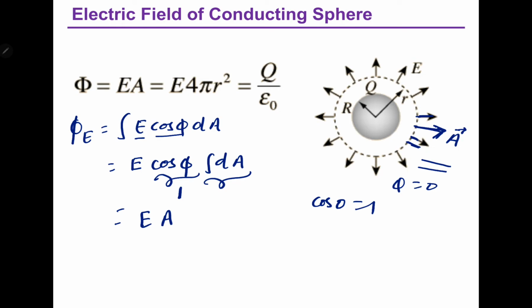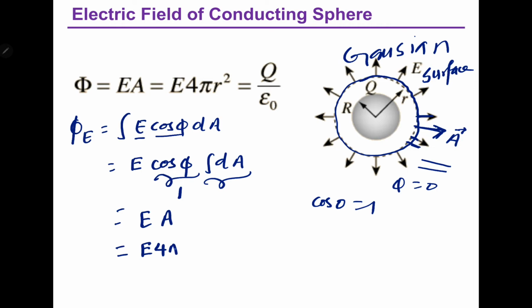So since this is a sphere, area here is the area of this Gaussian surface. Area of this Gaussian surface is 4 pi r squared, right? This is the area of this sphere. So according to Gauss law, this is equal to Q, the total charge enclosed here, divided by epsilon naught, right?